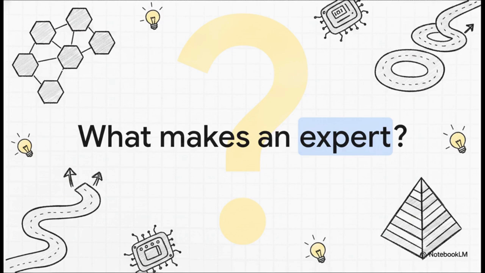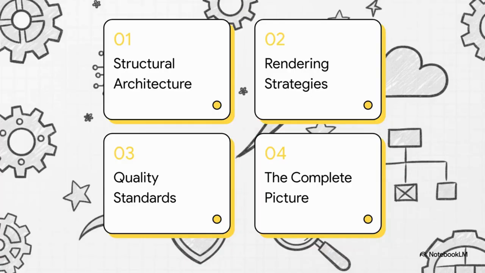No, we're focusing purely on the heavy-hitting concepts that define the absolute upper echelons of software architecture and data delivery. Mastering these completely transforms you from a code contributor into a technical visionary. To break this all down, here's our thematic blueprint for today. First up, structural architecture. Then, rendering strategies. Third, quality standards. And finally, we'll bring it all together in the complete picture.